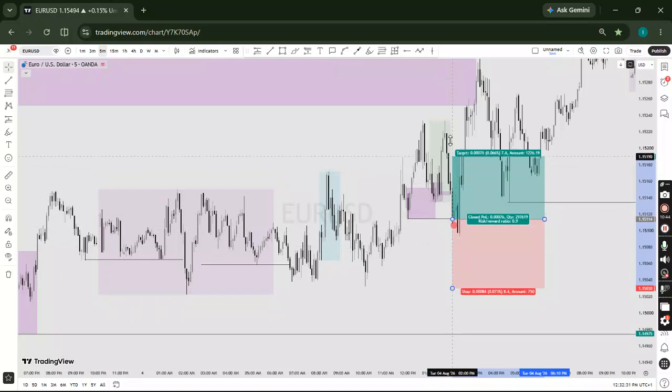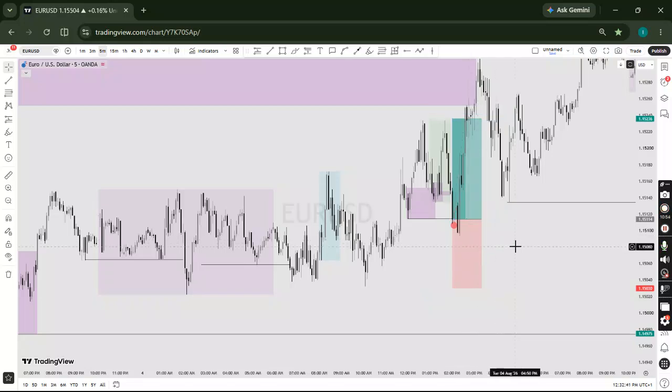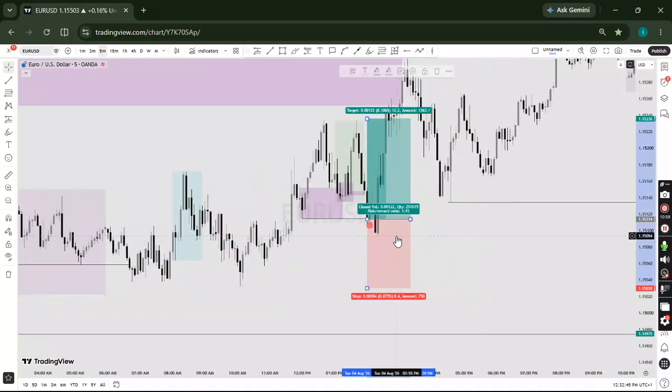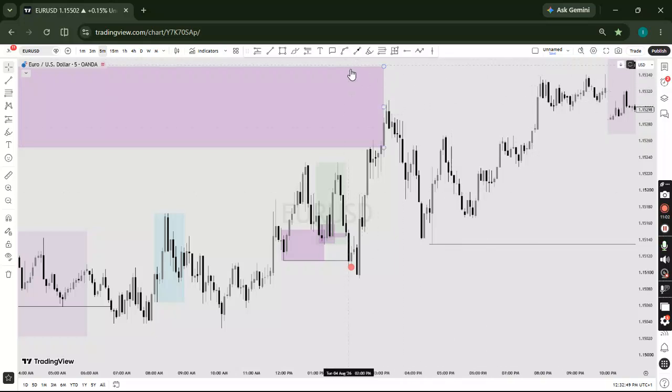But for now, you can just set your TP here. TP means where you take your profit. Bam. This is approximately 1 to 4.5. Let's look for another example and then we'll continue from there. So this is the first one. The second one is going to be this guy.